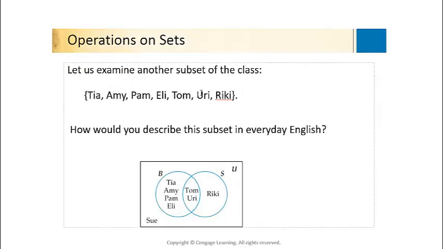Alright, so we have another subset of this class. Looks like, is it just B? Oh no. Okay, no it's not. How would we, it looks like it's both B and S, so it would be the union, or what's in sets B and S. How would I describe it? I would describe it in everyday English as all of those members that have a sibling, I guess was how I would say it.